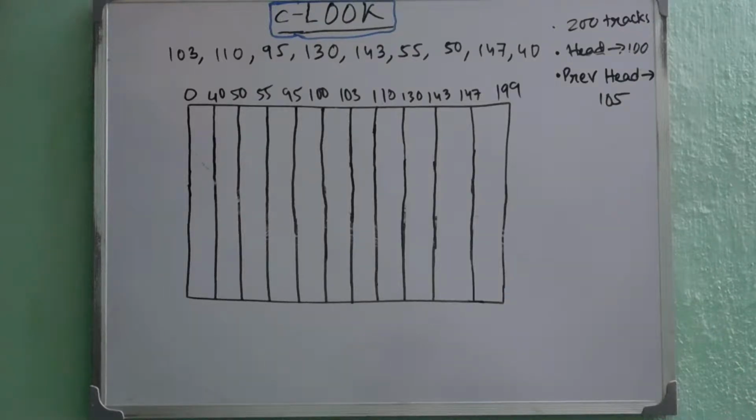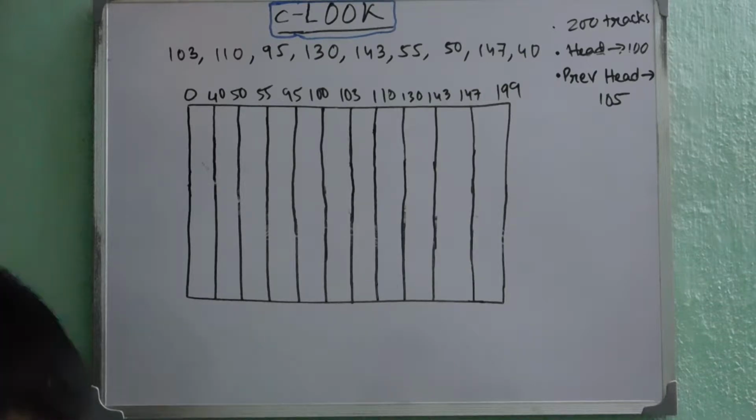Hello everyone. Today in this video I will be discussing the circular look algorithm. Now the circular look algorithm is a variation of the circular scan algorithm. So there will be similarities and dissimilarities between those two algorithms. Okay, that is the CLOOK and the C-scan algorithm.